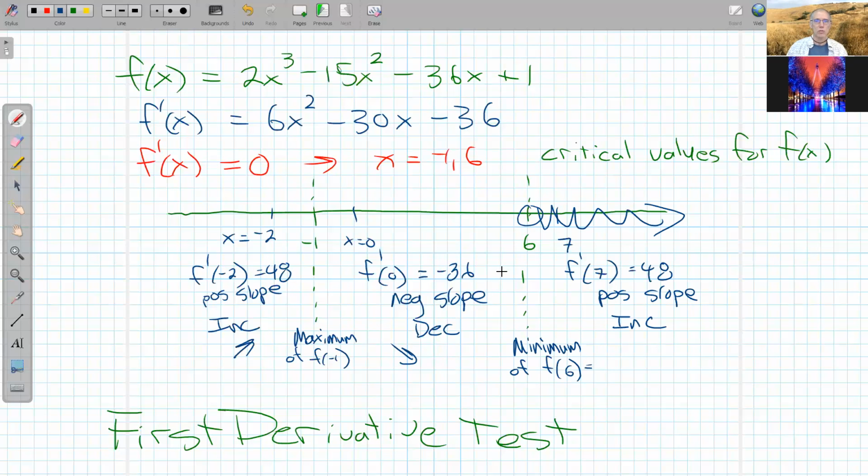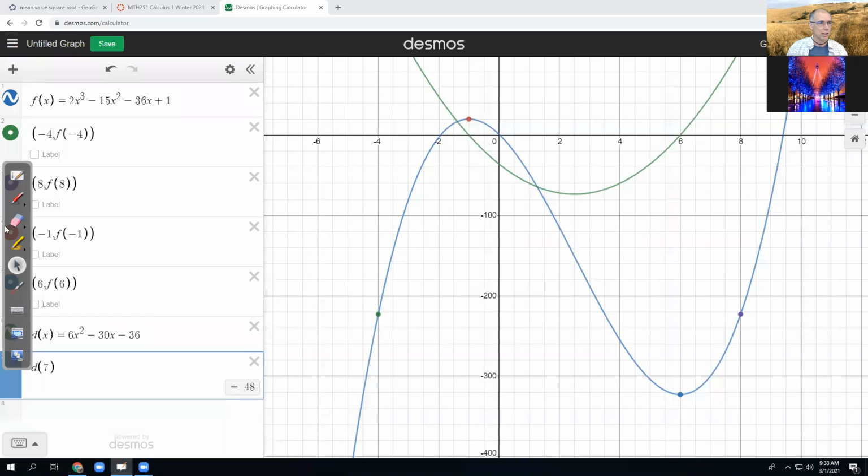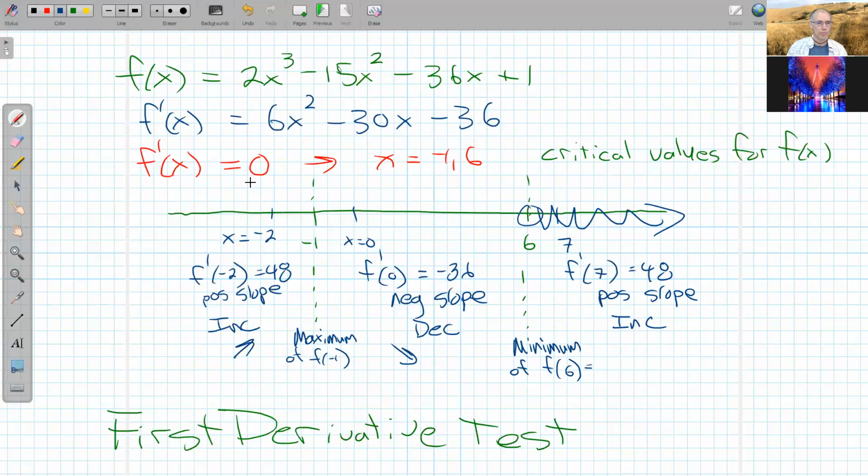So let's find those next. What's our max and our min values? And I think I plotted those points. f of 1 is 20, and f of 6 is -323. So y equals 20 is a max, and -323, that's again a y value, that's our minimum. It happened at 6.